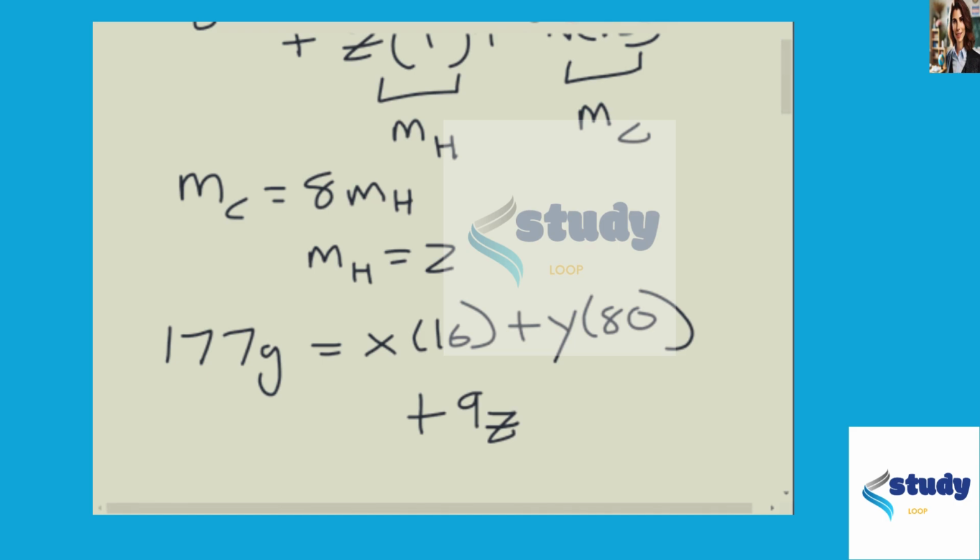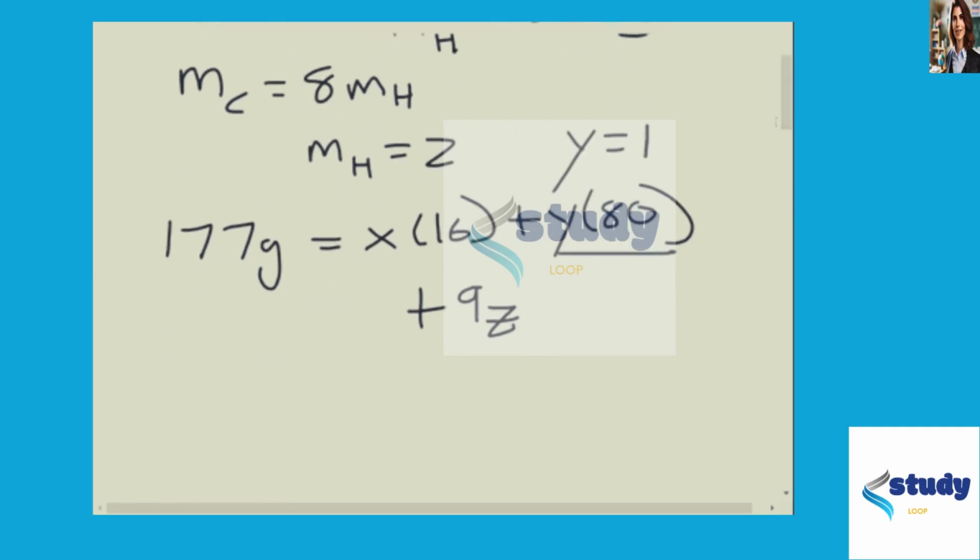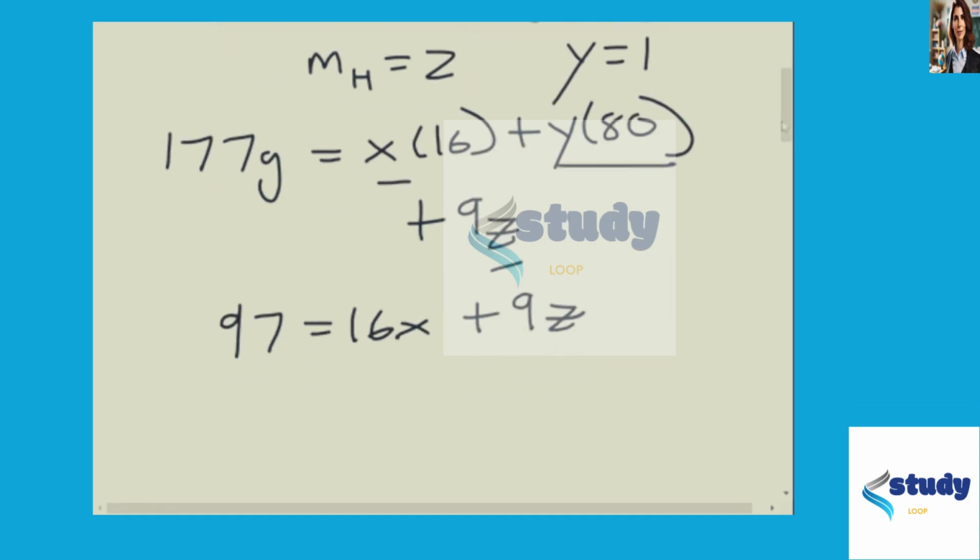And immediately we can see that the amount of bromine can't be over 1, since if it's over 1, it would be equivalent to 160 grams, and that would be too large, so Y has to equal 1. So now we just have to adjust for the amount of X and Z in our equation. So 177 minus 80, so 97, equals 16X plus 9Z. So mainly here we have to look for possible combinations of values that yield an answer equivalent to 97.